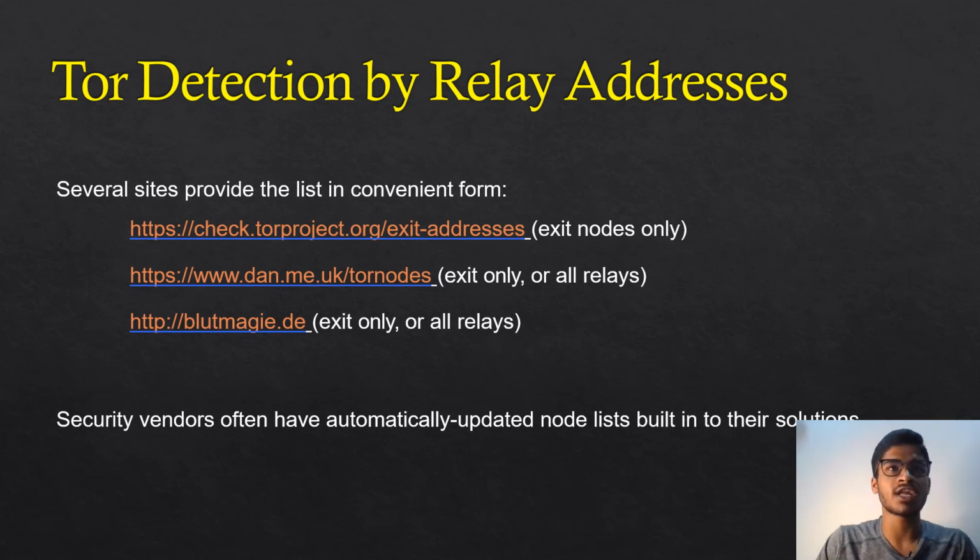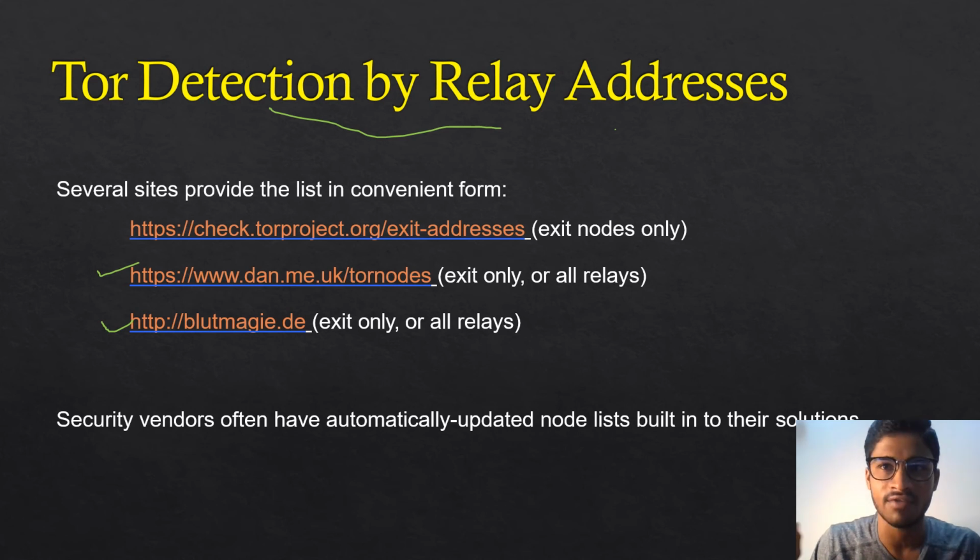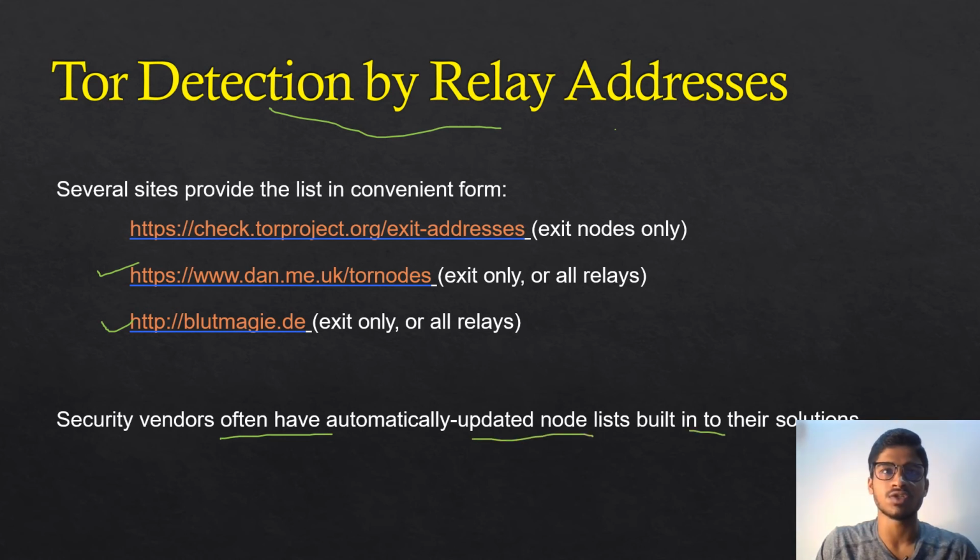Okay, so Tor detection by relay addresses. Several sites provide the list in convenient form. Check Tor Project exit addresses, exit nodes only. So these sites have already listed what the exit nodes and relays are. They already have a directory of nodes on their website. You can also go through that. Security vendors often have automatically updated node lists built into their solutions. While tracking them down, they already have all the relays. Then it will be easy for them to go through relay to relay, since they know the addresses and all.